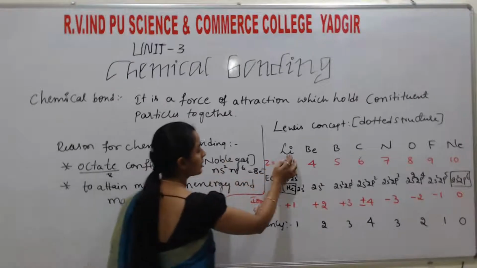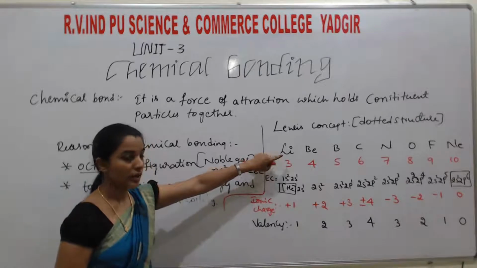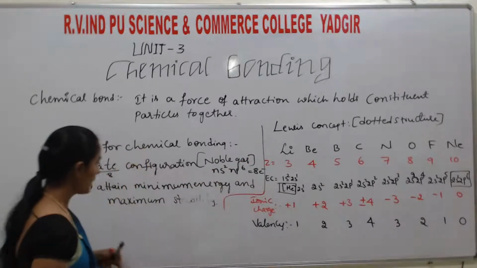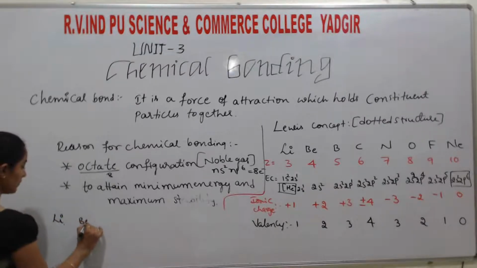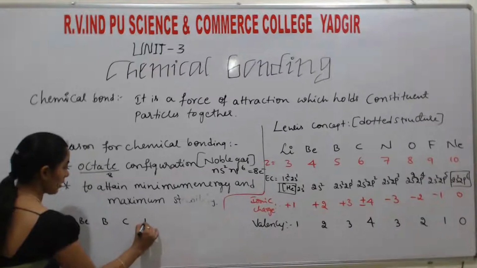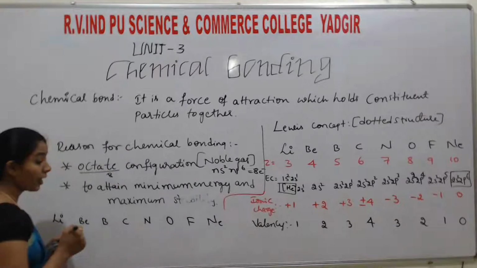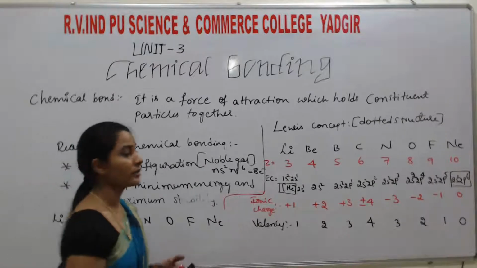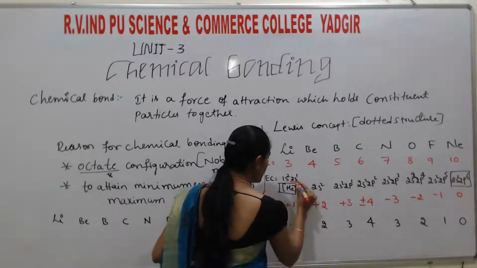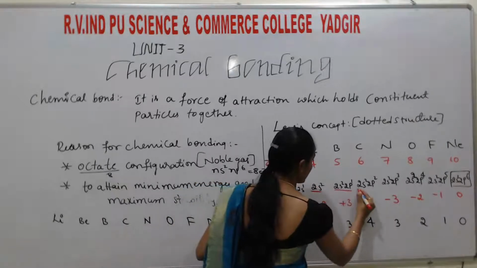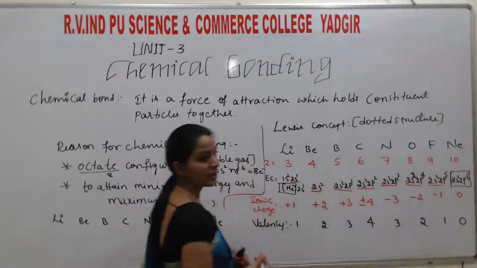So how to write the Lewis symbols of these elements? In the Lewis concept, I write here lithium, beryllium, boron, carbon, nitrogen, oxygen, fluorine, neon. We have to choose valence electrons. So students, here consider the configuration. So here this is the valence electron or valence shell. So the number of electrons present in the valence shell shows what?